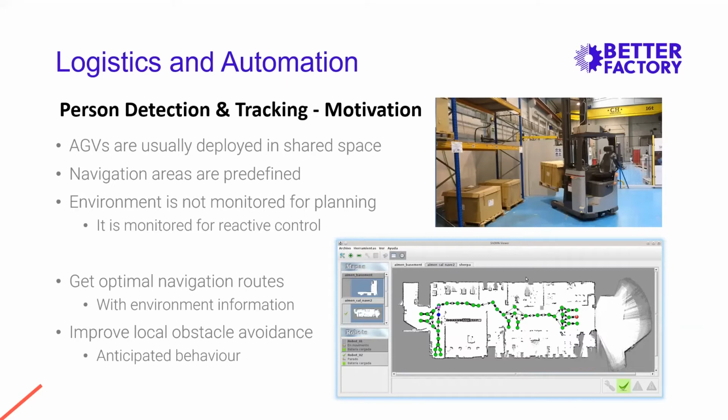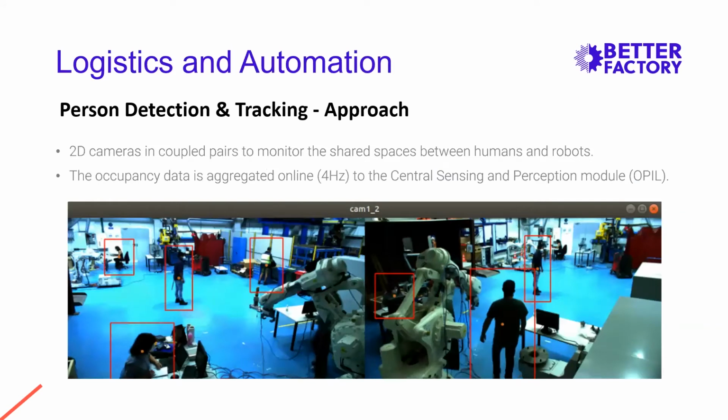The information could also be used for local obstacle avoidance. If we are performing navigation that is not fixed to a predefined road, robots have some flexibility in the way they can approach the obstacles and avoid them. The information coming from the cameras could be used to implement an anticipated behavior for obstacle avoidance.